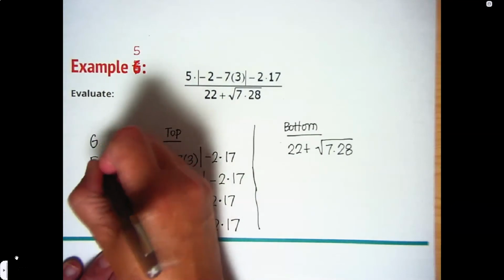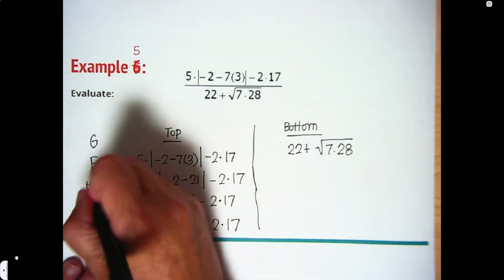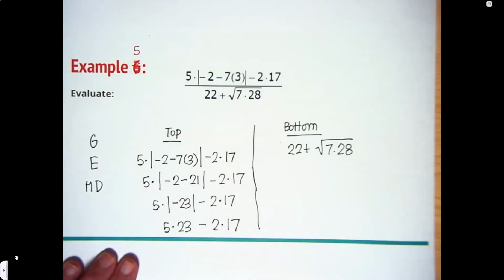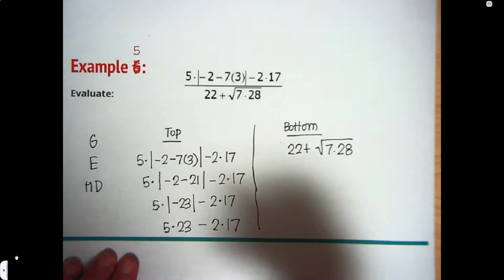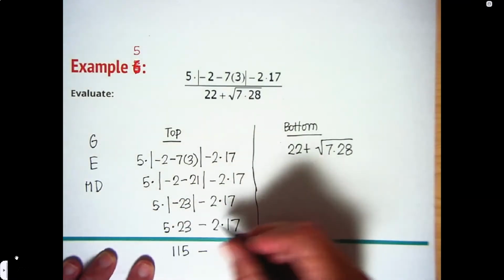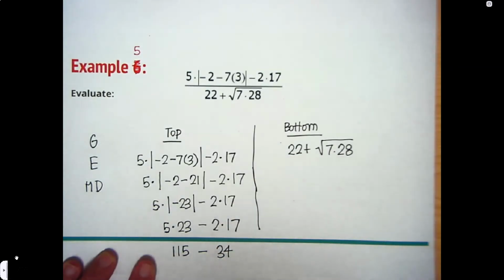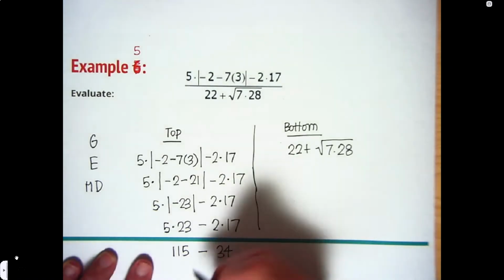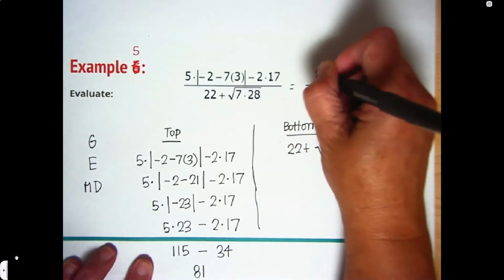All right, does it have exponents? This problem has no exponents in it. So I'm moving on. Multiply and divide. No division, but we do have 2 multiplications. So we'll go ahead and do both of those. 5 times 23, we get 115. Minus 2 times 17, we get 34. And now notice the only thing left to do is 115 minus 34, which gives us 81. Now 81 again is just the answer for the top.